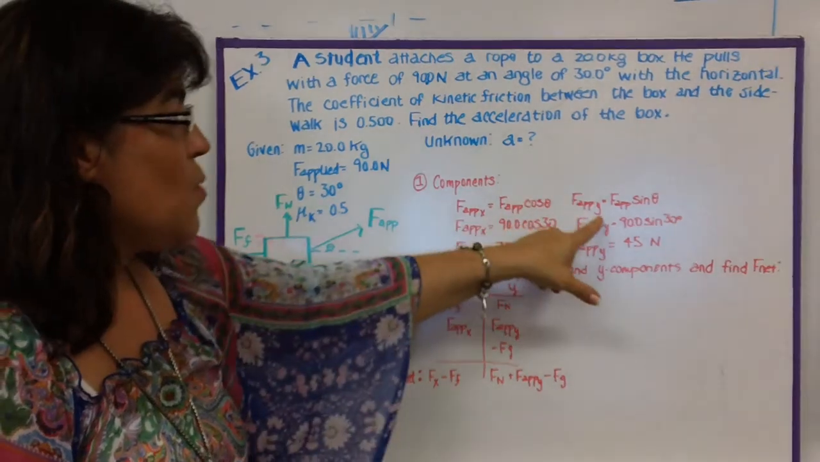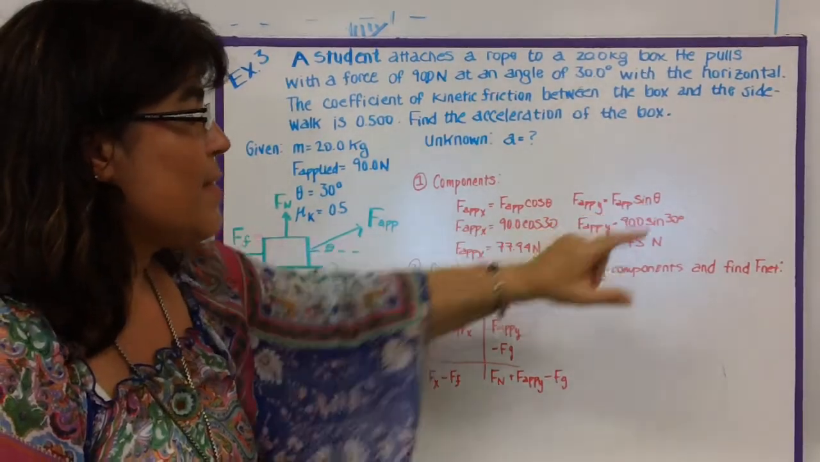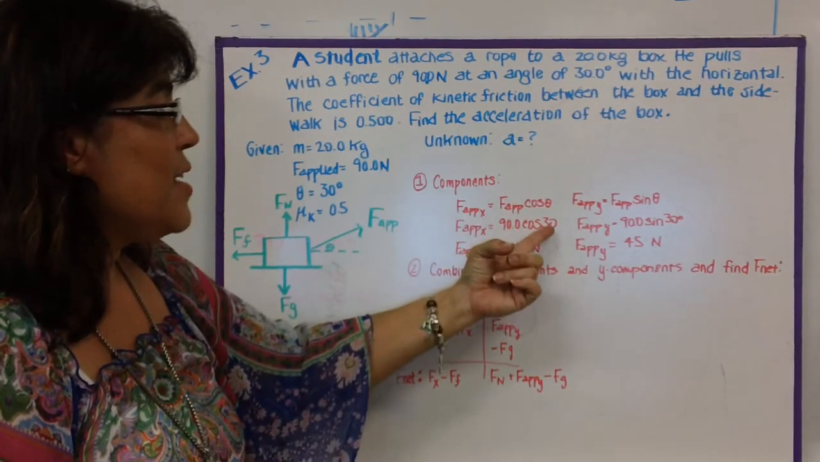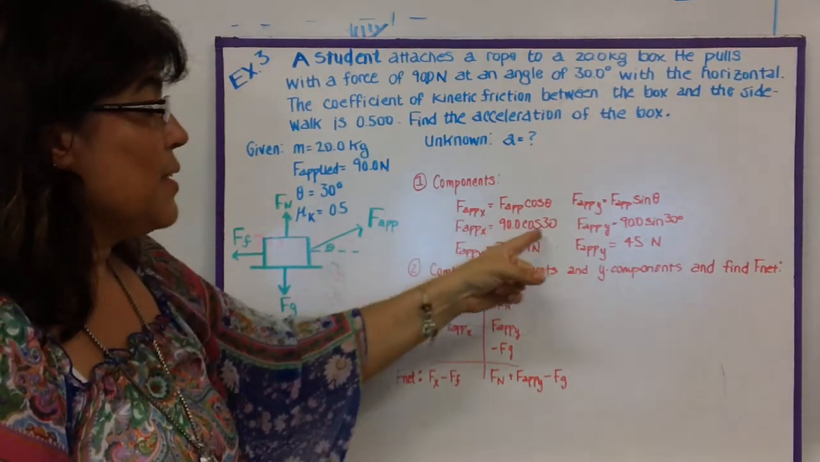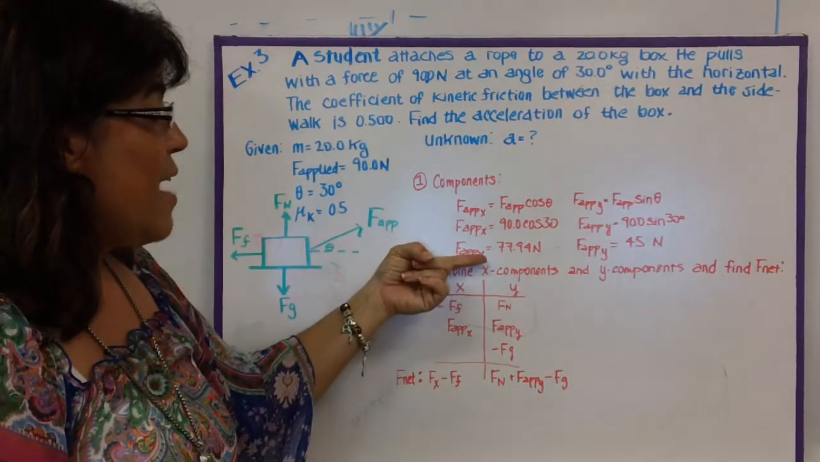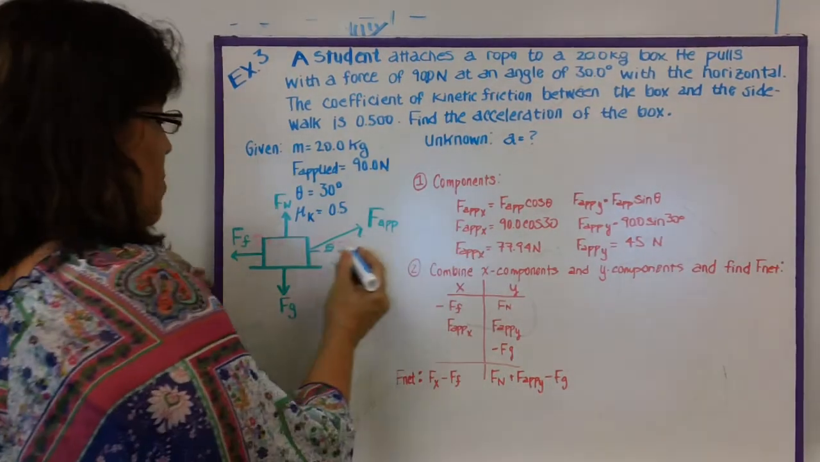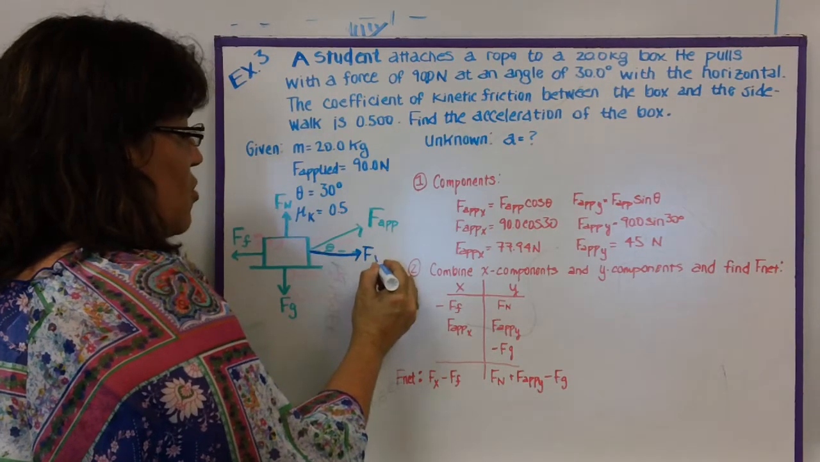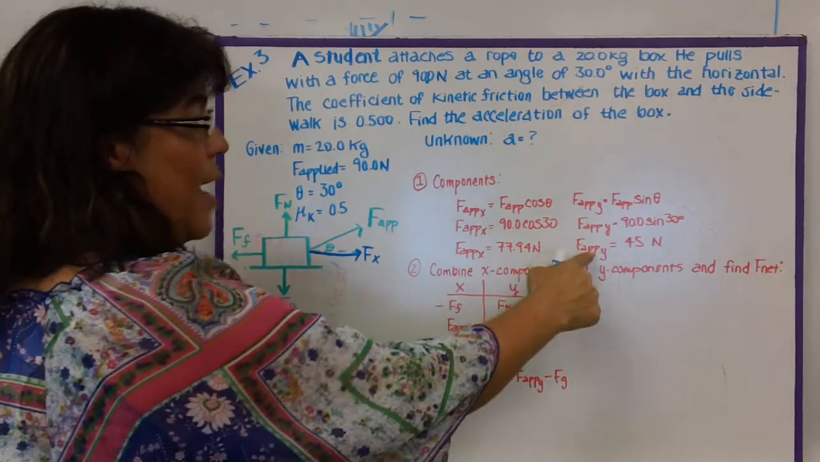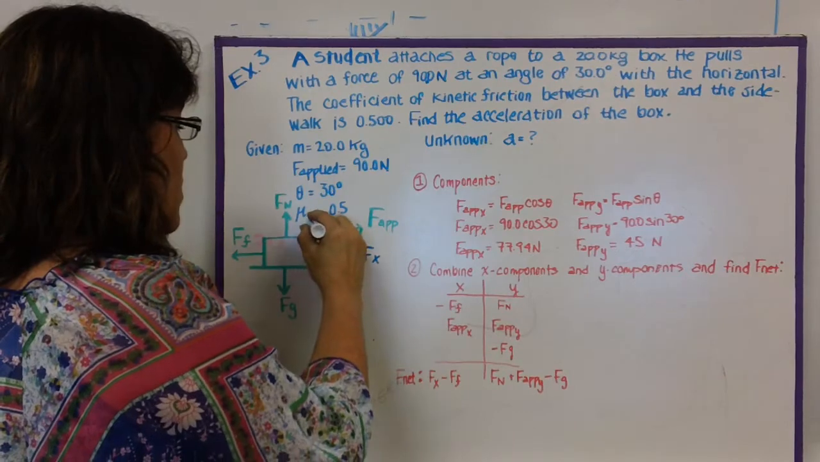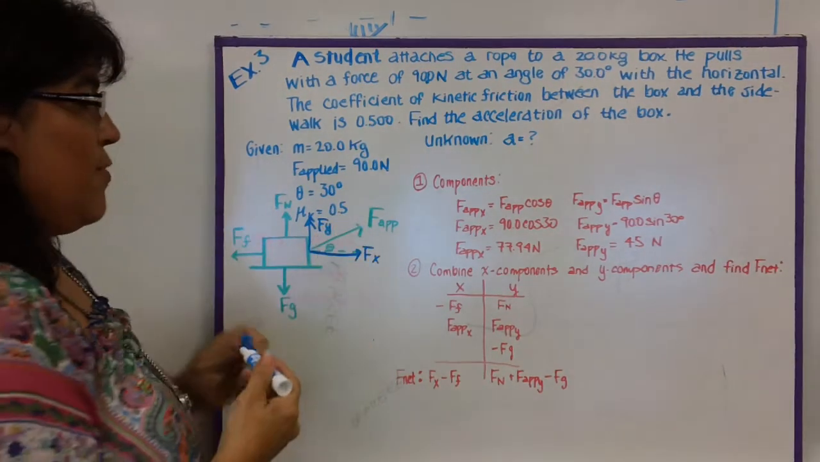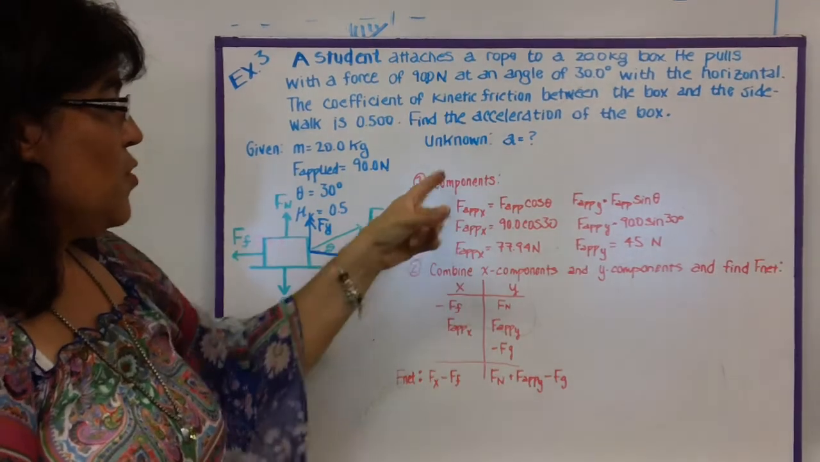F applied in the y is F applied sine theta. Well, F applied is 90 newtons and theta is 30, so all I do is plug that into my calculator. I have an x component of F applied, which is right here. This is my F, I'll just call it F sub x right now, and Fy is over here, and this is my y component of F applied. So I first break them up.